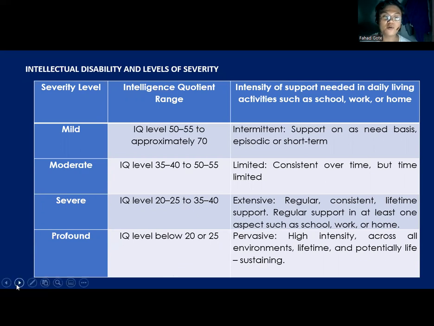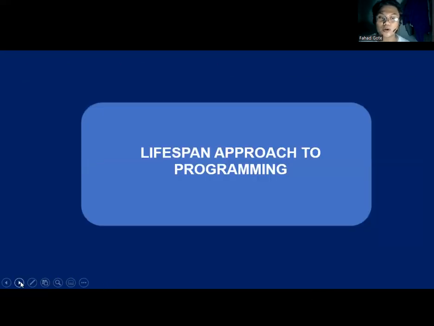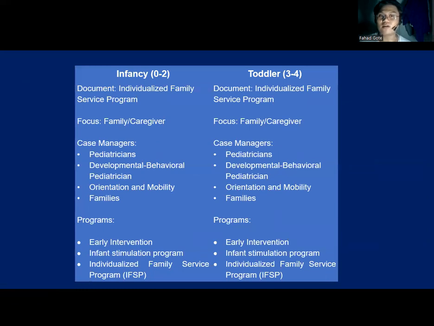Okay, so now let's move to the lifespan approach to programming. For infancy and toddler, or infancy 0 to 2 and toddler, the documentation is the Individualized Family Service Plan. The focus is family, caregivers, case managers, pediatricians, developmental behavioral pediatricians, orientation and mobility, and families. The program is early intervention, infant stimulation program, the Individualized Family Service Plan, or IFSP. Early interventions are based on the normal patterns of growth, referred to as developmental milestones, because it seeks to develop, remedy, or adapt learning skills based on the child's variation from what is considered normal.